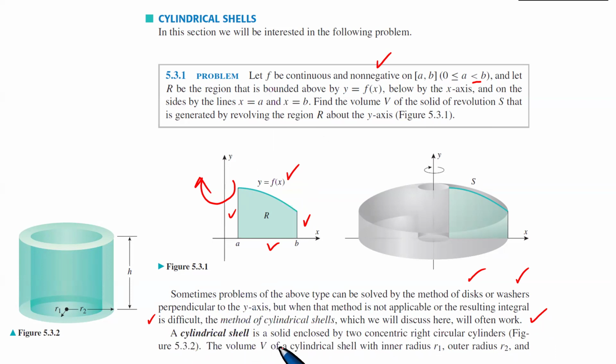The cylindrical shell is a solid. What is a cylindrical shell? A cylindrical shell, by definition, is a solid enclosed by two concentric right circular cylinders. Figure 5.3.2 shows the volume of a cylindrical shell with inner radius R1 and outer radius R2.